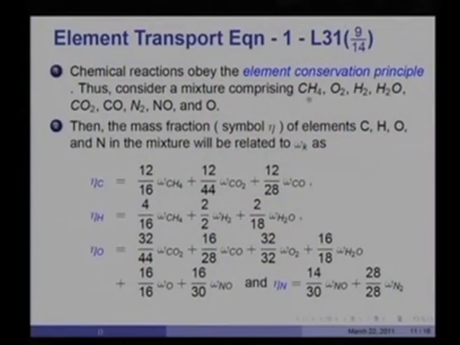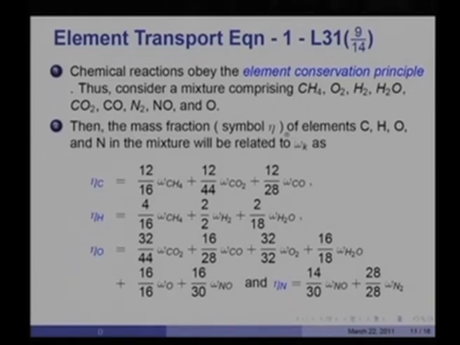Consider a mixture comprising, let us say, methane, oxygen, hydrogen, water vapor, carbon dioxide, carbon monoxide, nitrogen, nitric oxide and atomic O. Now, we define an element mass fraction, for which the symbol used is eta, unlike for the species where we use omega. And what are the elements involved? C, H, O and N. So, we have 4 elements. These are the typical elements in any fuel. C, H, O, N systems are well known.